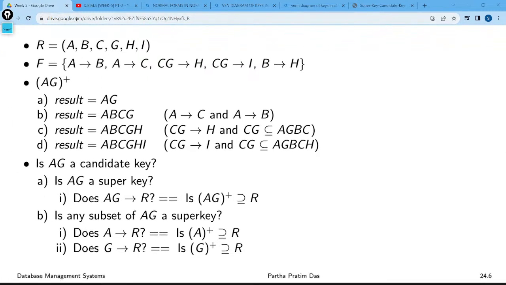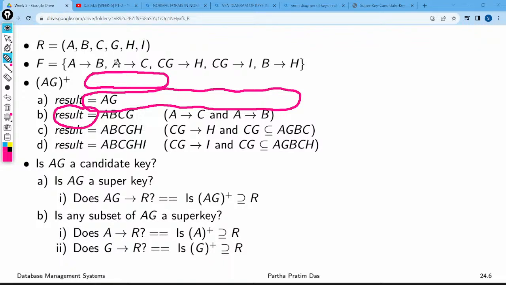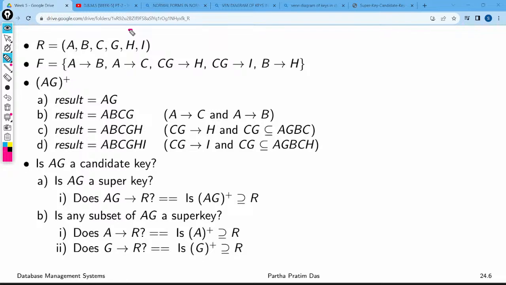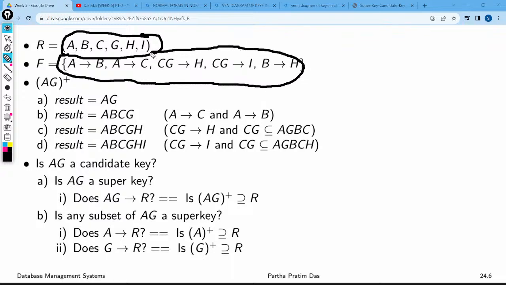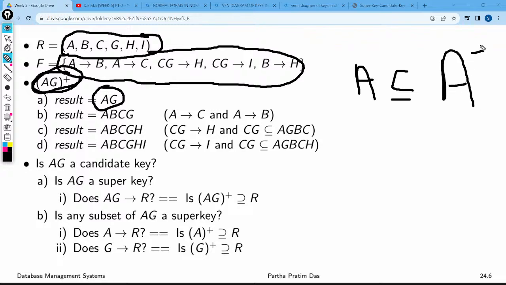Okay, so these are the functional dependencies. Let me change the color of the marker. These are the attributes in the relation. These are the functional dependencies in the set F. And what we need to find is the closure set of AG. So how do we find closure set of AG? The immediate result that we get is AG itself, because A is a subset of the closure set itself. Okay, A itself is the subset of closures. The closure set.